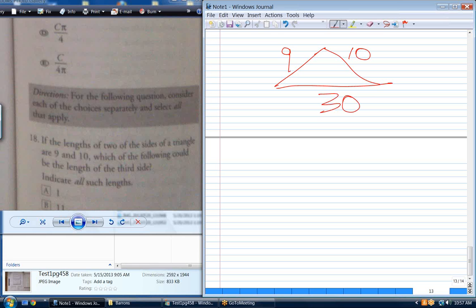Yes. Actually not. No. Look at what happens if I really stretch this and make that 9, and just put a real big angle in there and make that 10. This length has to be less than 9 plus 10. Okay, that's right. So here's the rule.